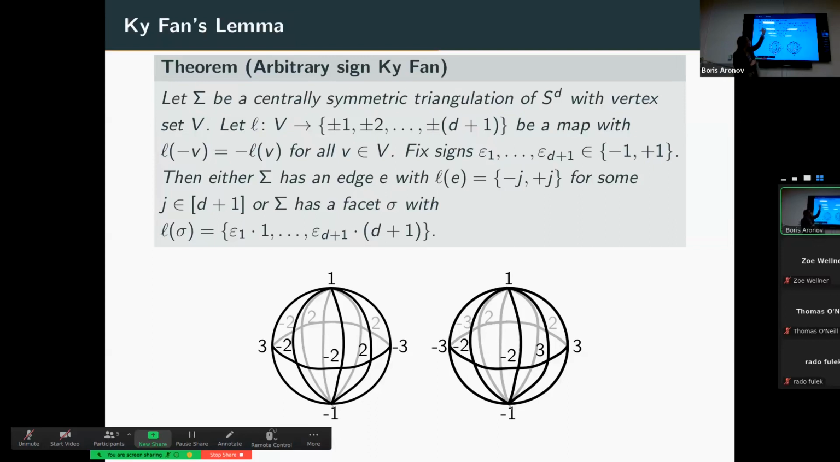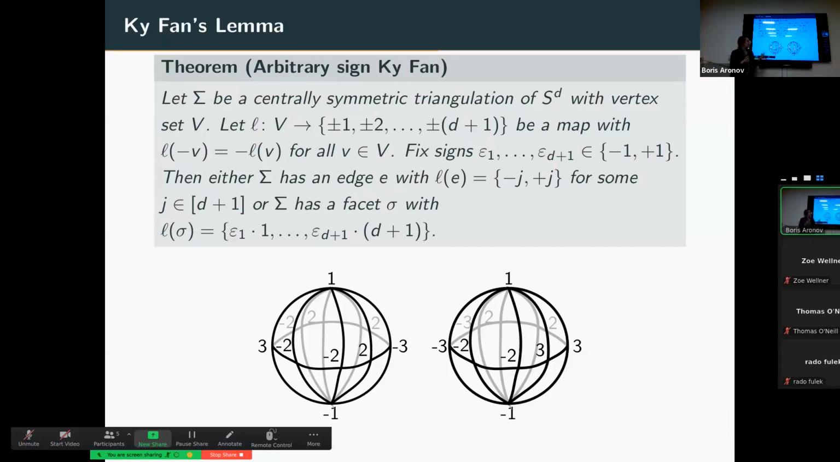And so what Kaifan says is that if you have some centrally symmetric triangulation so that you can still satisfy this oddness with a vertex set V, some label set that's 1 through D plus 1 with signs that are plus or minus, and the labeling map is odd. So L of minus V should be minus L of V. So you might notice that 1 and minus 1 are on opposite poles. 3 and minus 3 are on opposite poles. You need that symmetry all throughout your triangulation.